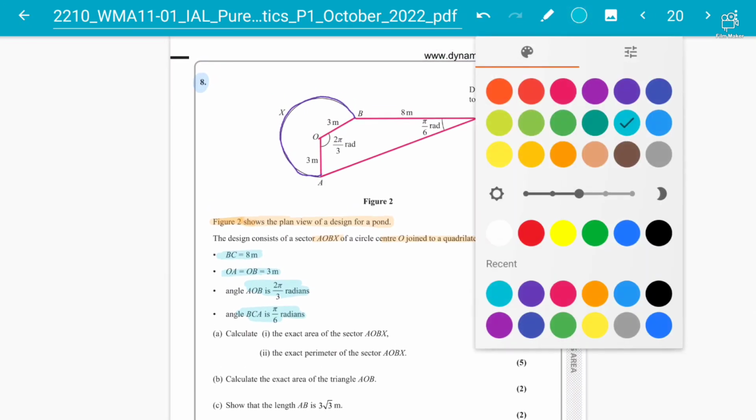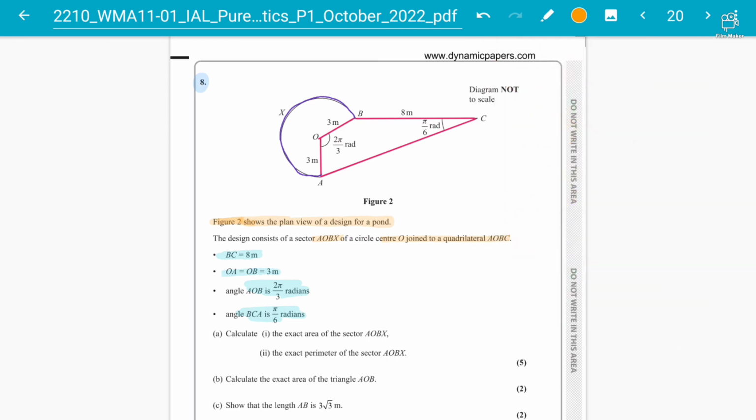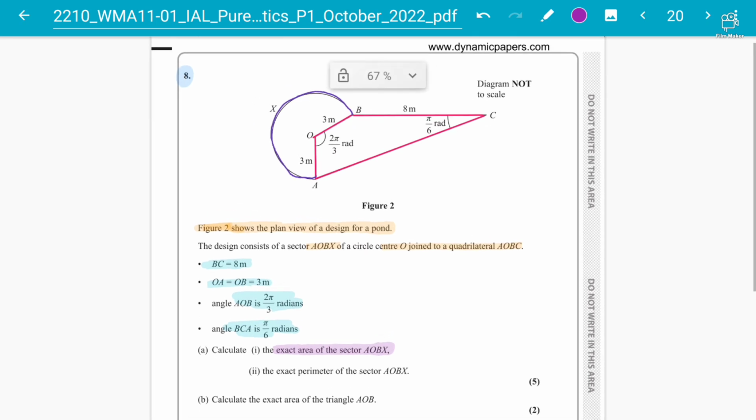So let's get started with the question as well, students. Hope everyone is getting the lecture. We have to get the exact area of the sector AOBX. So I'm going to first identify it in the diagram. Always remember, identify that part. The diagram is given for your help.